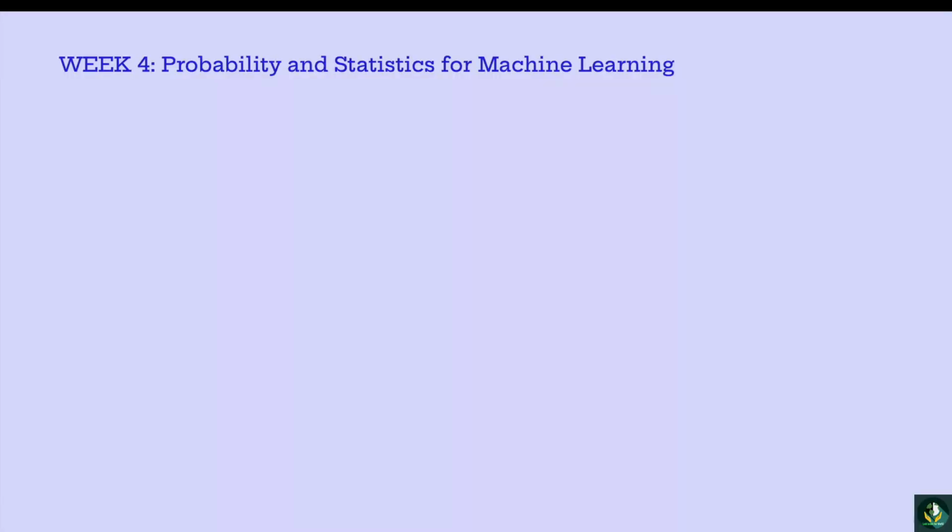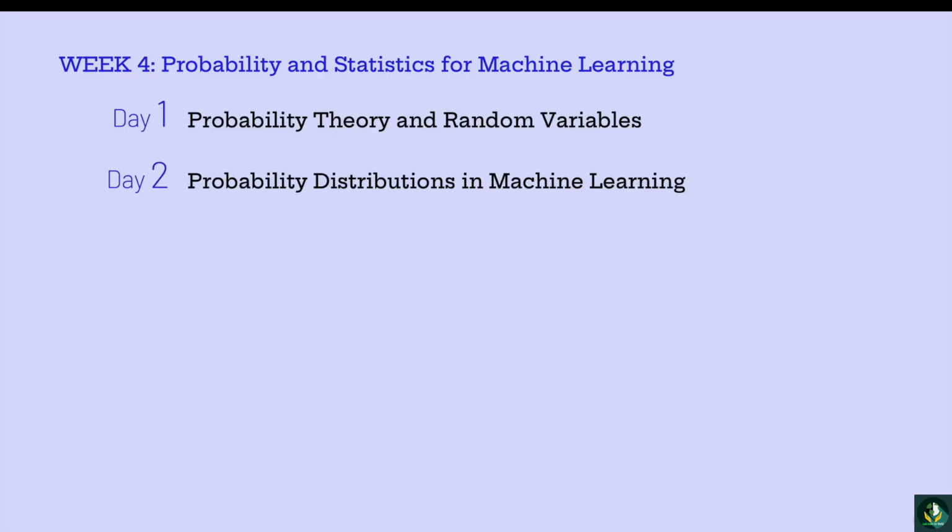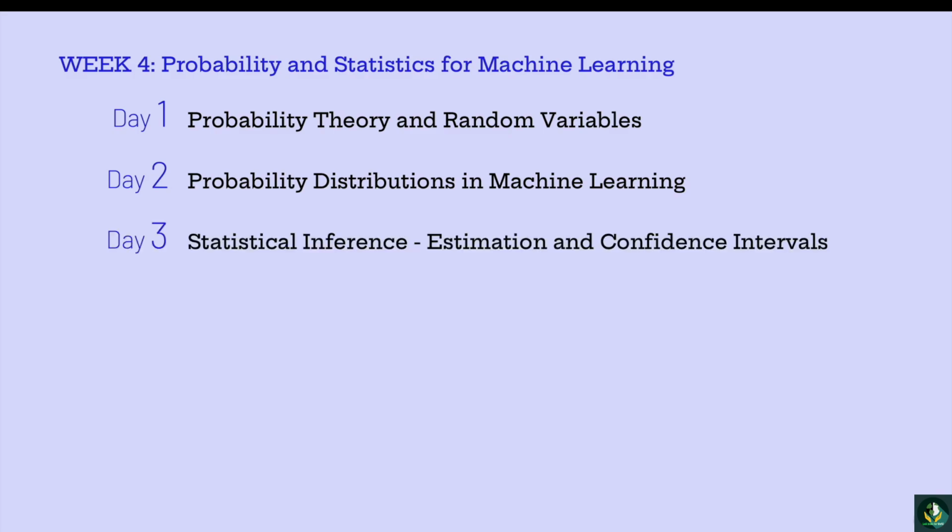Welcome to week 4, Probability and Statistics for Machine Learning. Day 1, we'll be looking at probability theory and random variables. Day 2, we will be covering probability distributions in machine learning. Day 3, we'll be looking at statistical inference, estimation, and confidence intervals.